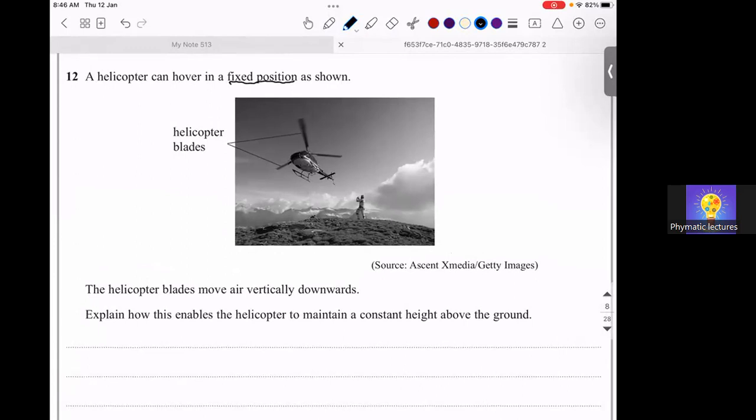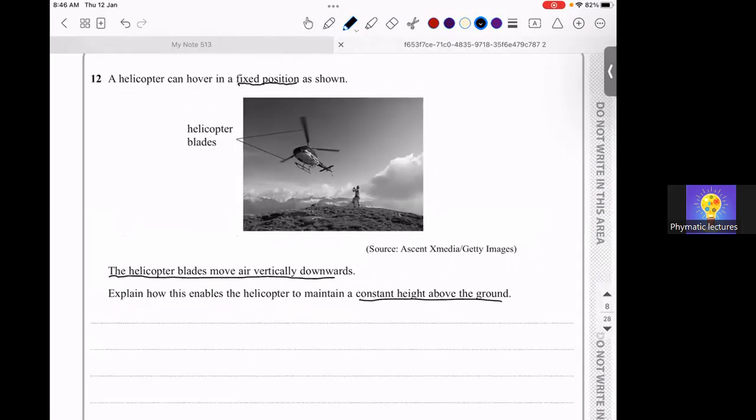We will continue reading. The helicopter blades move air vertically downwards. So here, during this hovering process, what is this blade doing? Moving air vertically downwards. Explain how this enables the helicopter to maintain a constant height above the ground. So constant height above the ground means the helicopter is remaining stationary because it is in the fixed position, correct? So how will you answer this question?